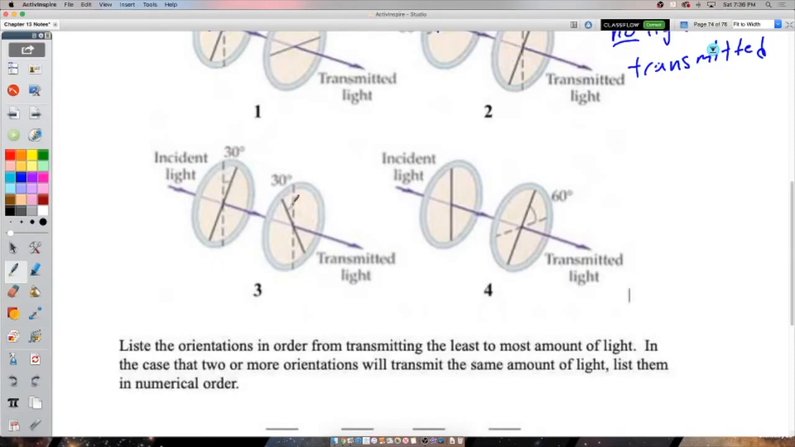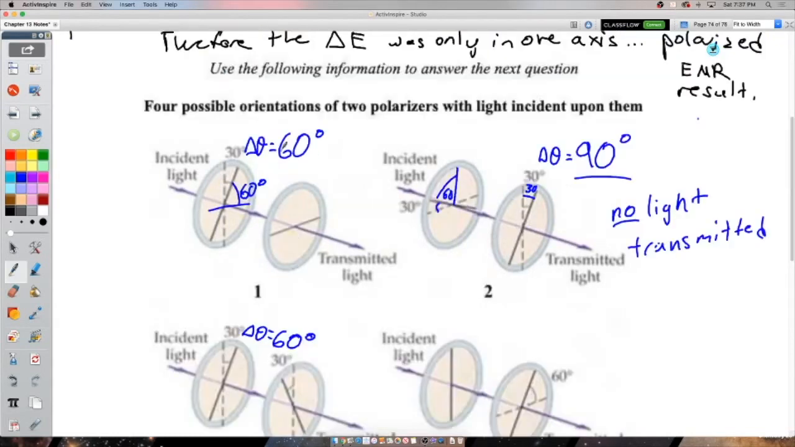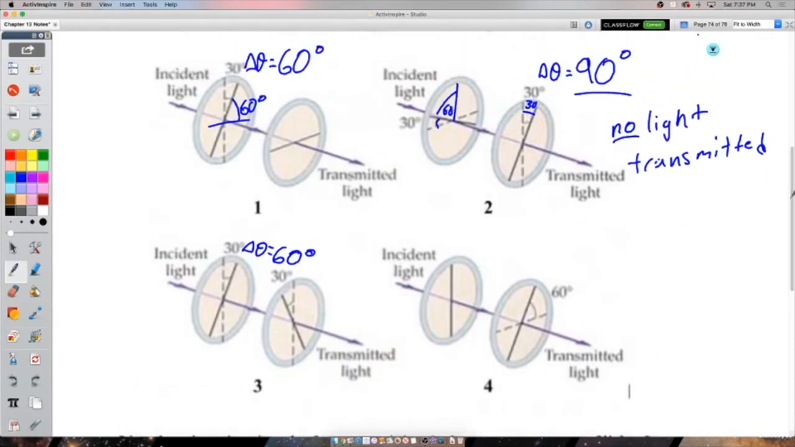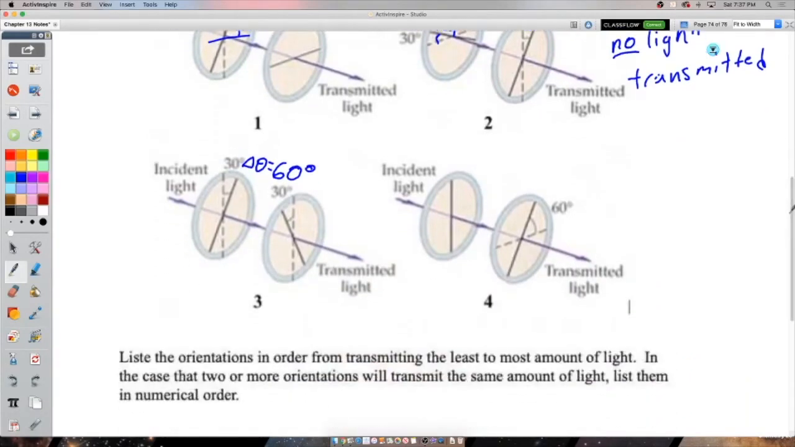This one's tilted off the vertical axis by 30 degrees, but the other way. So the difference here would be 60 degrees. Let's just call the difference delta theta. So 1 and 3 are actually going to be tied. They're going to let the same amount of light through. Let's look at this one here.